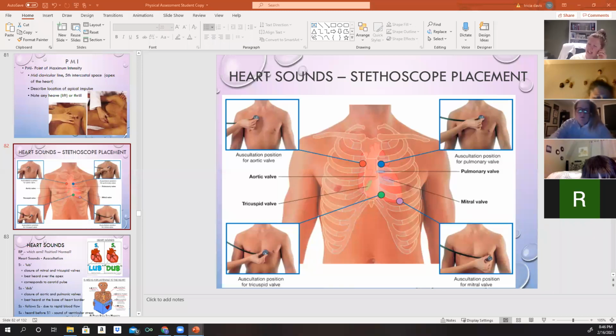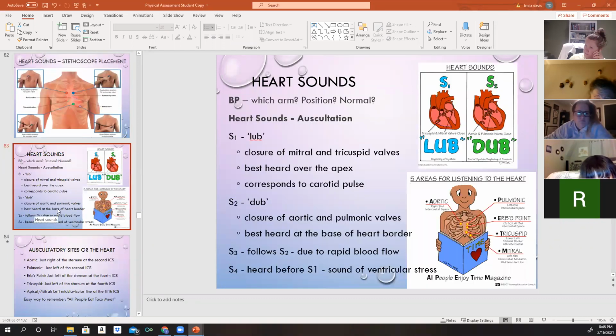You really can't hear that lub dub too much. It's just a swooshing. So when you're listening, that S1 is your lub. Lub is the close of the mitral and the tricuspid valves. It's best heard over the apex of the heart, and it corresponds to your carotid pulse.